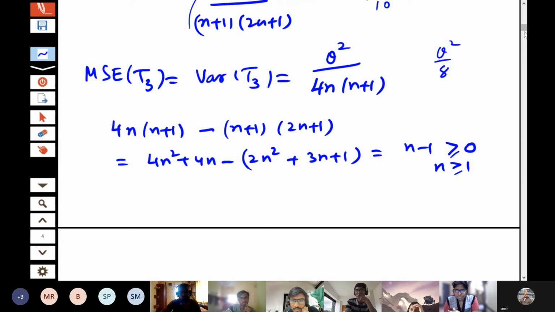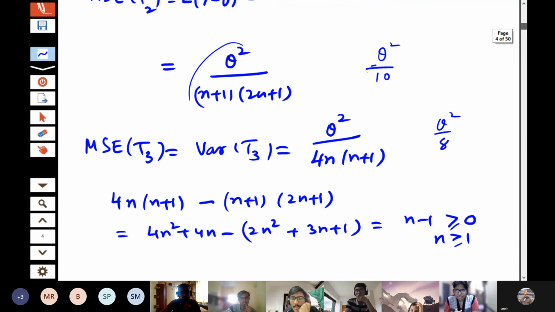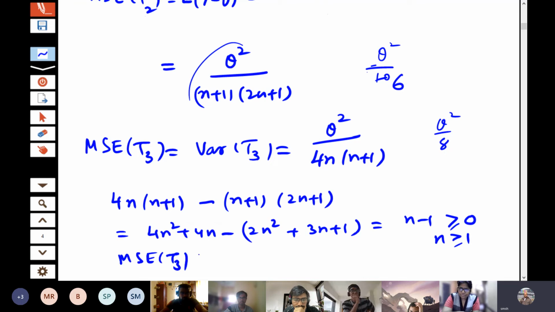What did I get? So the second one is theta square by 6, right? Yes, sir. Oh, sorry. N is equal to 1, yeah. So the mean squared error of T3 is smaller than the mean squared error of T2, because the denominator term of T3 is larger than the denominator term of T2, isn't it? So therefore, the mean squared error of T3 is less than or equal to the mean squared error of T2.